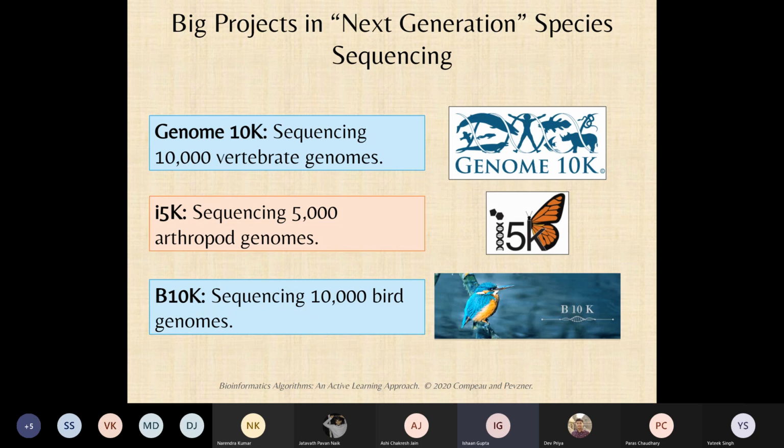You have the Genome 10K project, where the idea is to sequence 10,000 genomes of different vertebrates. There is the I5K project. I stands for insects, so they want to sequence 5,000 different kinds of insects. There is the B10K project, where they want to sequence 10,000 different kinds of birds. Birds are very interesting because they have interesting courtship behavior, they are quite smart animals, and they are known to have been on Earth for a very long time. So there's a lot of interest in bird brains and how bird social behavior exists.